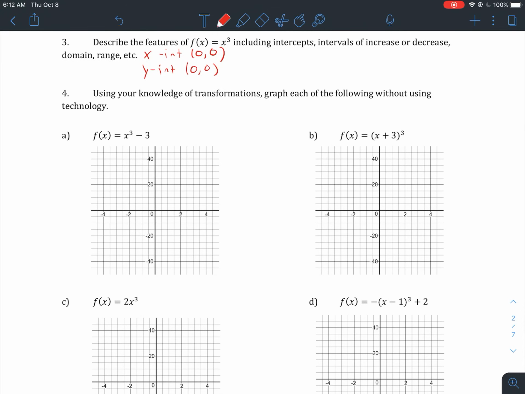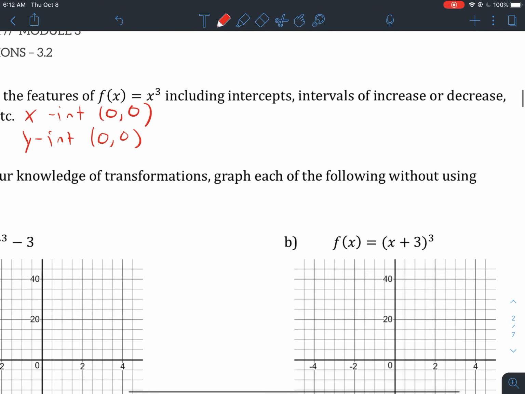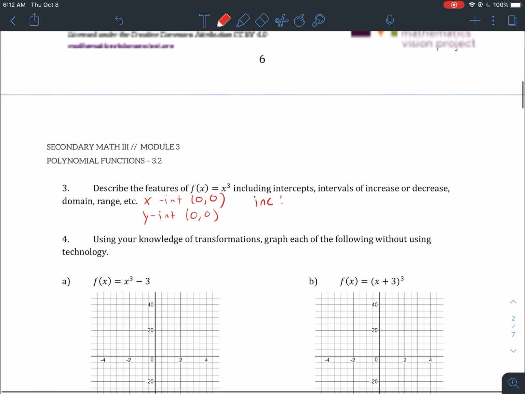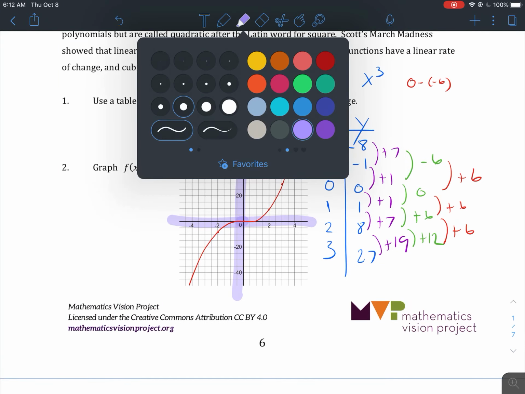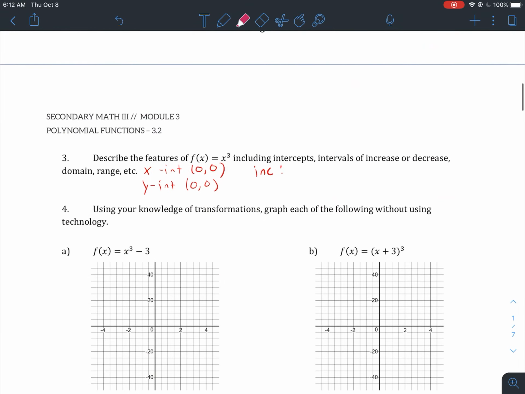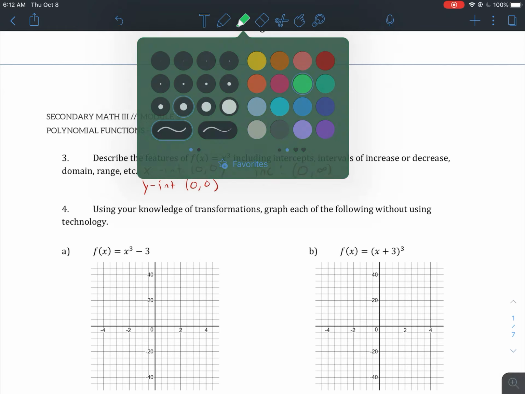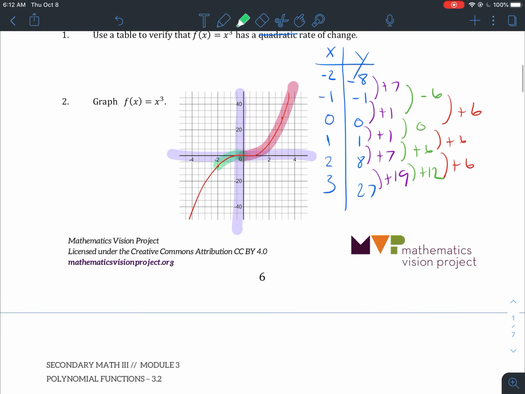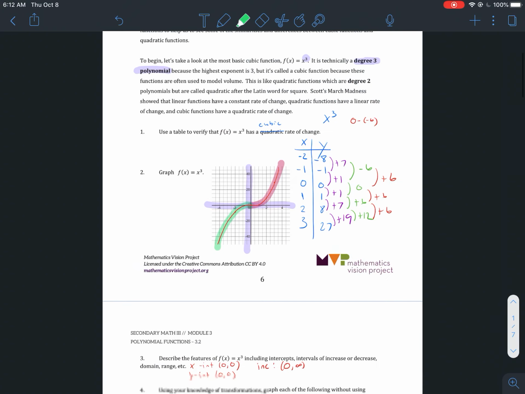Then the intervals of increase or decrease. So this function is increasing on the interval 0 to positive infinity. Do you see how that function's increasing? So you would say increasing from 0 to infinity. Then we can see where it's decreasing. That's going to be from negative infinity to 0.